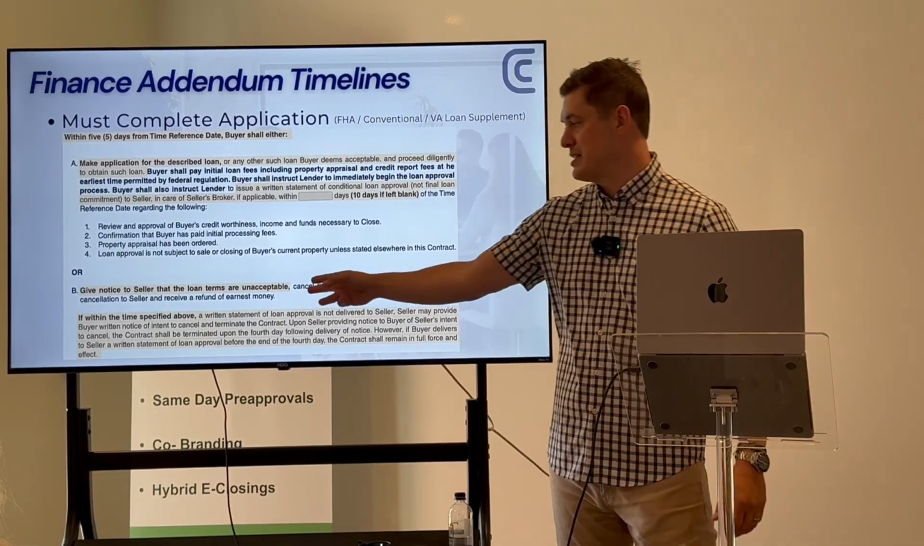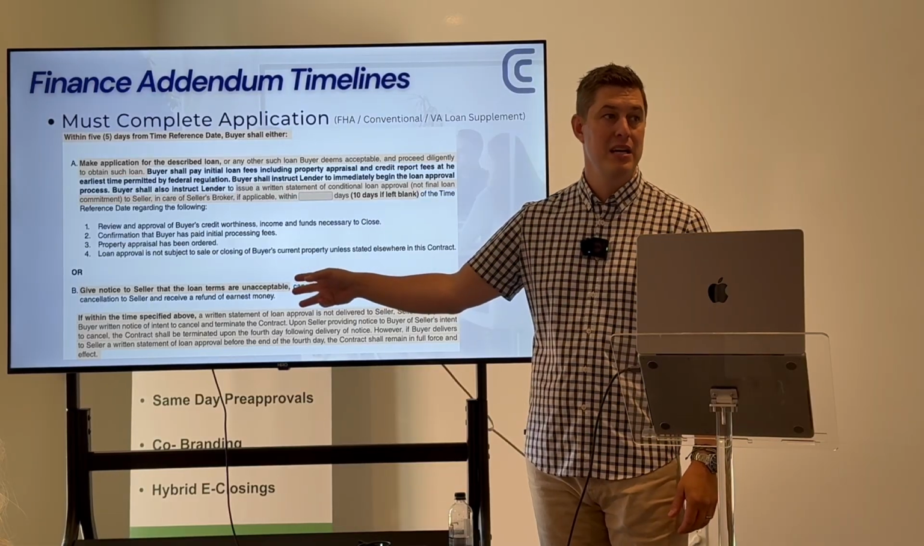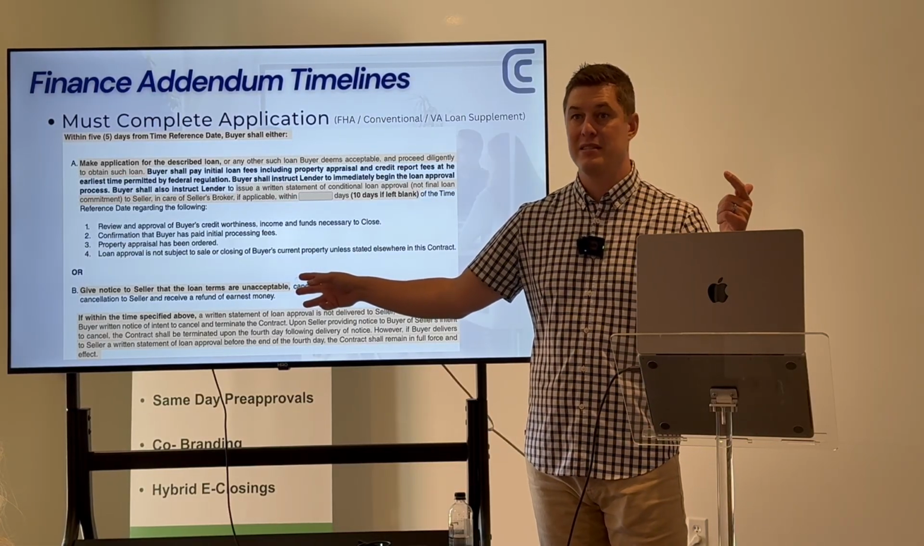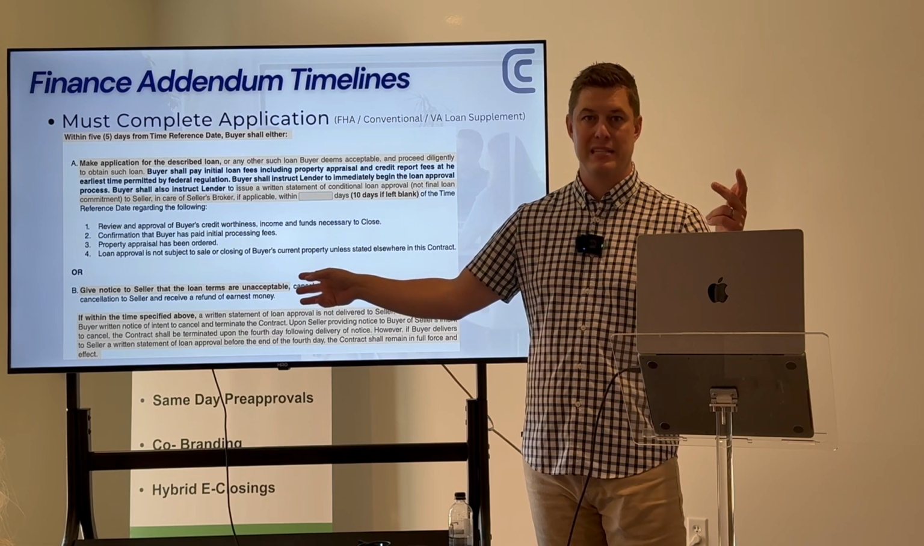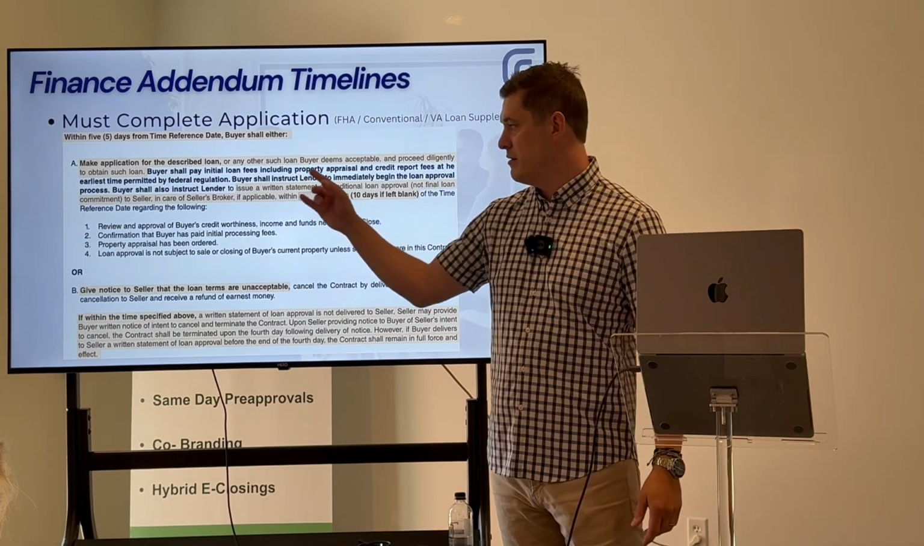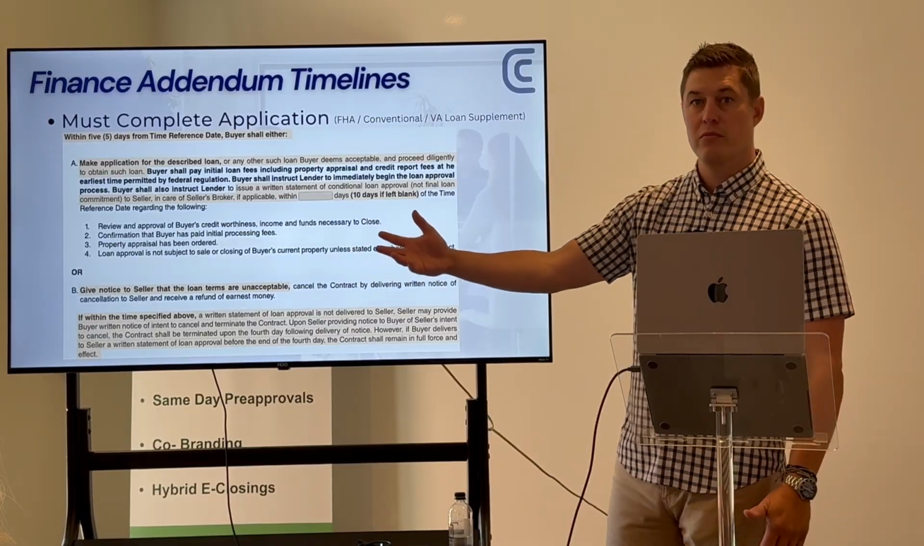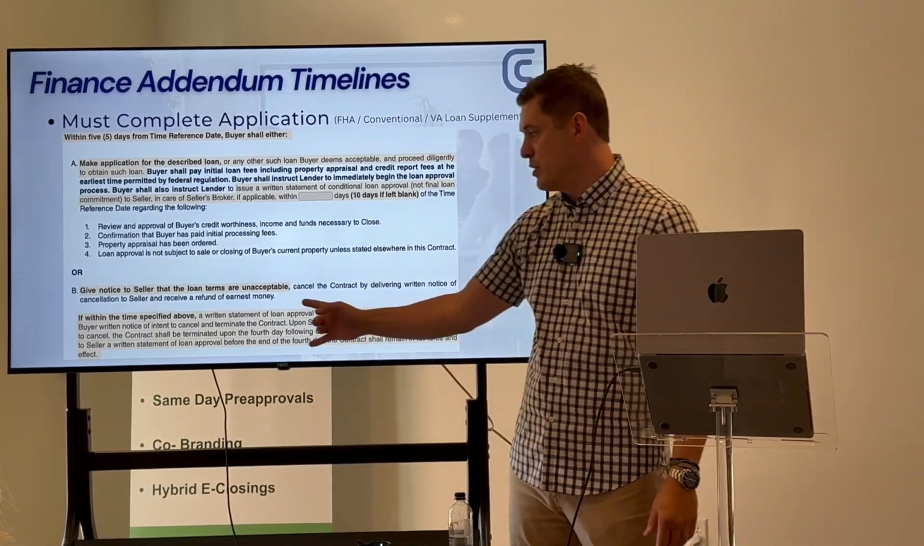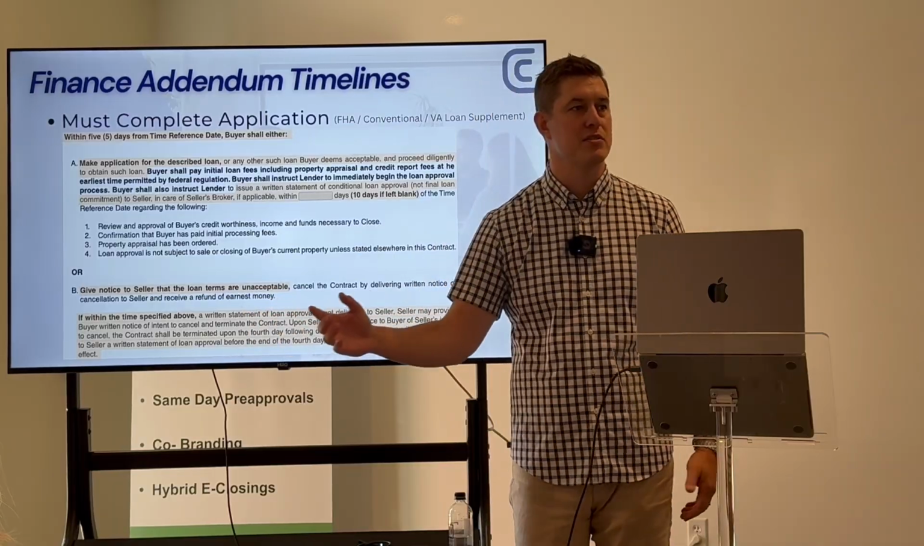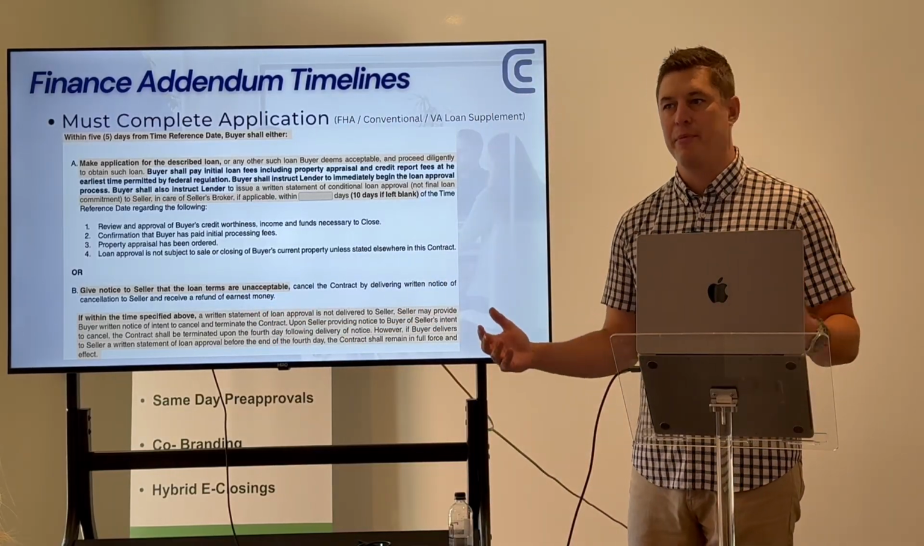If the loan terms are unacceptable, we should know within 10 days because your rate's been locked, your fees have been disclosed, we should know these things. So you either submit this or give me a notice of cancellation due to loan terms not being approvable. So here's the out for the buyer, and this is why in practice this doesn't happen.